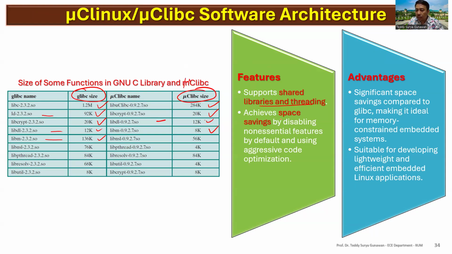Okay, achieve space saving by disabling non-essential features by default and using aggressive code optimization. Okay, so the compilation may take longer because you want to optimize the code to fit the small size of memory. Okay, so you can see the advantage: space saving, and suitable for lightweight and efficient embedded Linux applications.